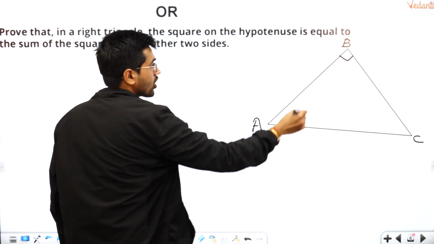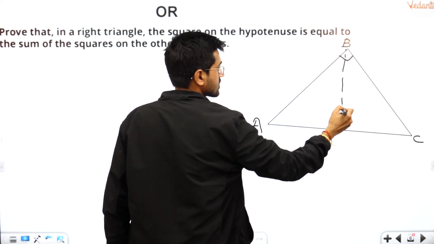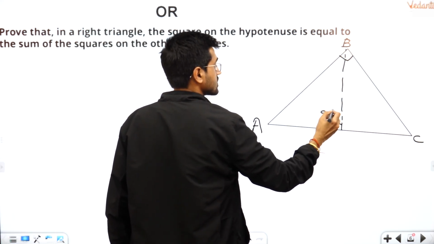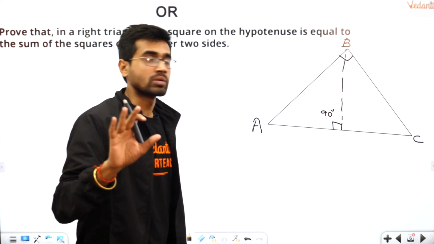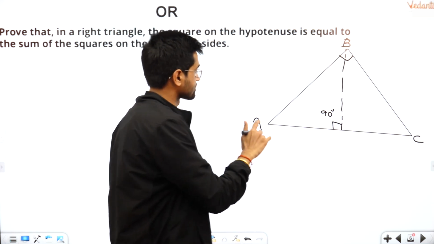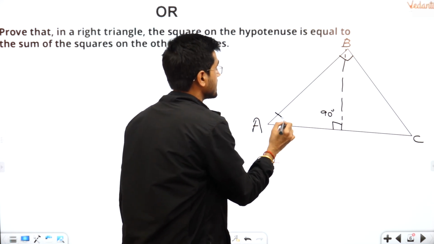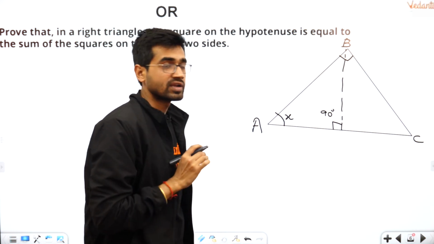So for this you have to drop a perpendicular from B and mark it 90 degrees. Now try to understand. I'm going to use similarity. So what I'm going to say is this. Just tell me, is this angle x? If I consider, what would this angle be?